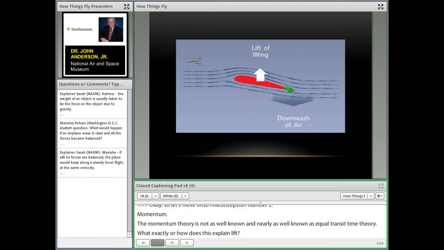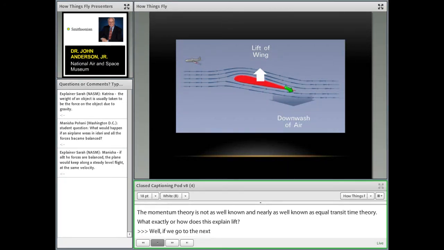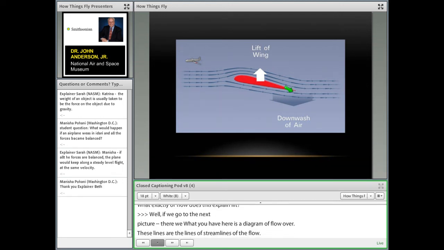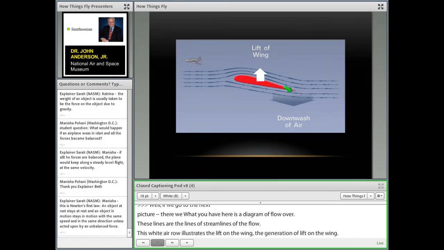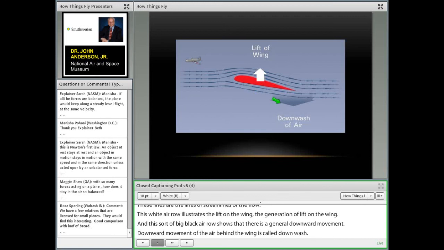What you have here is a diagram of flow over an airfoil or over a wing. These lines are the streamlines of the flow. This white arrow illustrates the generation of lift on the wing. And this big black arrow down here shows that there's a general downward movement of the air behind the wing, called downwash. One explanation for lift is that the airfoil causes the air to deflect downward, and there is an equal and opposite reaction to that, which gives you the lift.